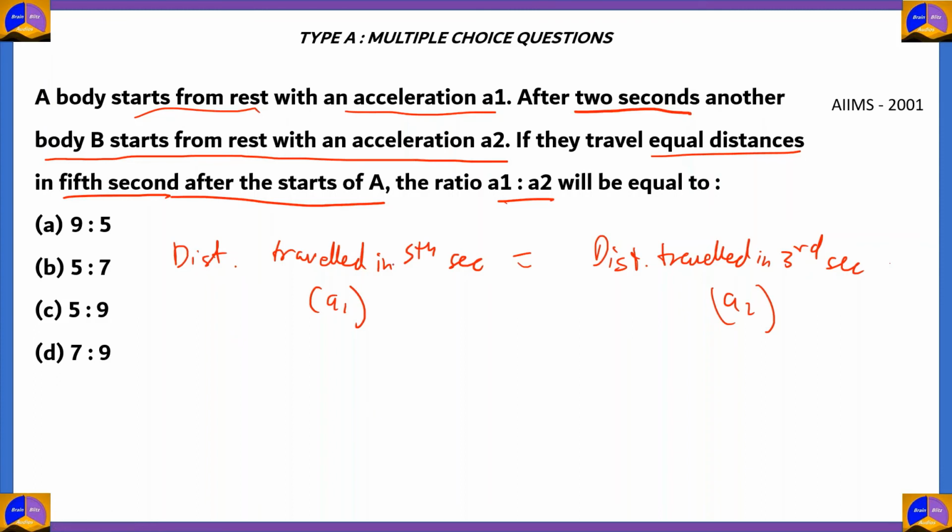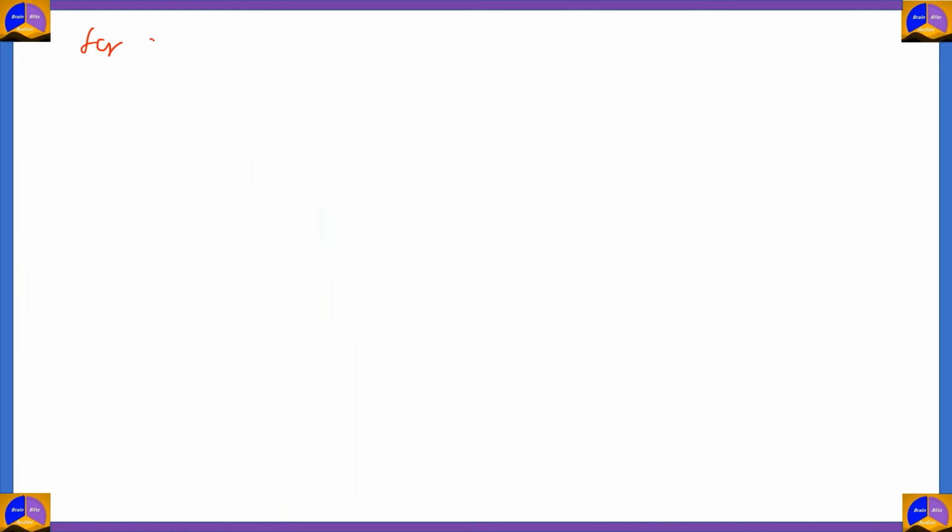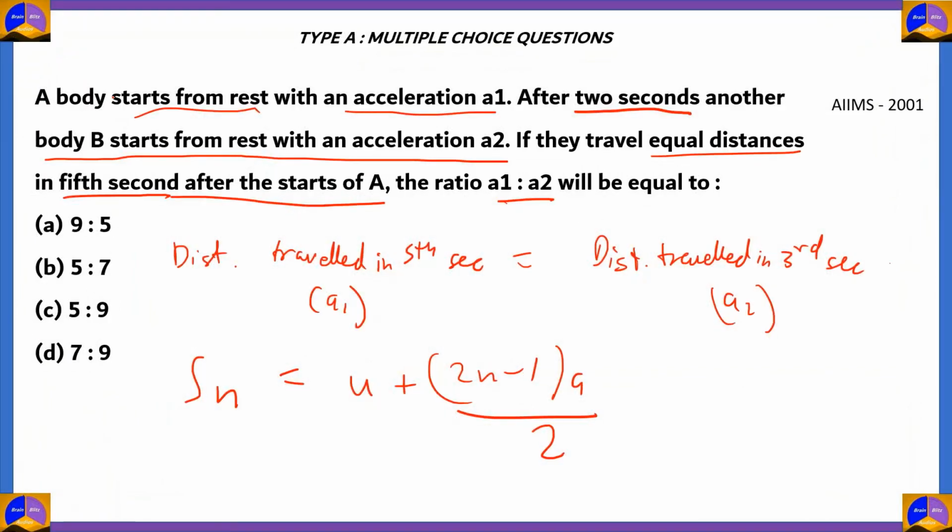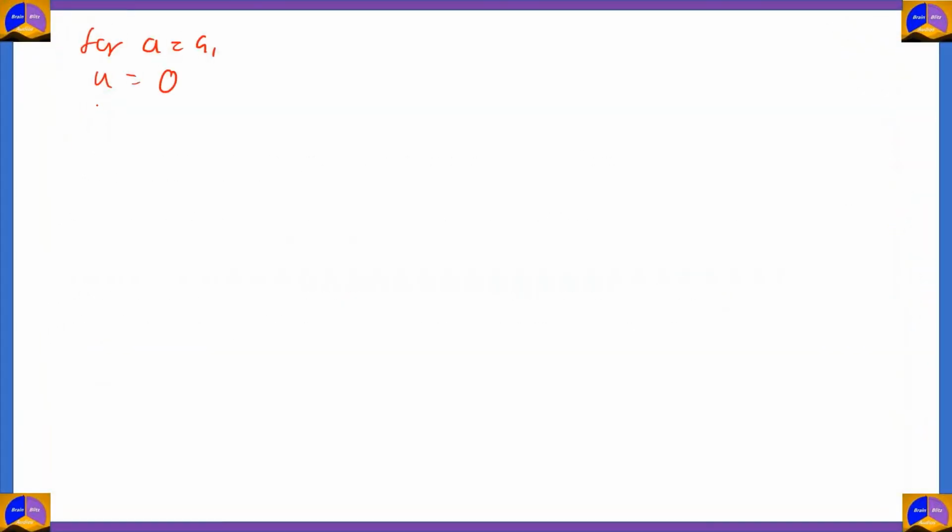How do you find the distance traveled in any number of seconds? So the distance traveled in the nth second, the formula is Sn is equal to u plus (2n minus 1) times a divided by 2. Okay? So now for acceleration equal to a1, we have u equal to 0, and then we have time equal to 5 seconds.